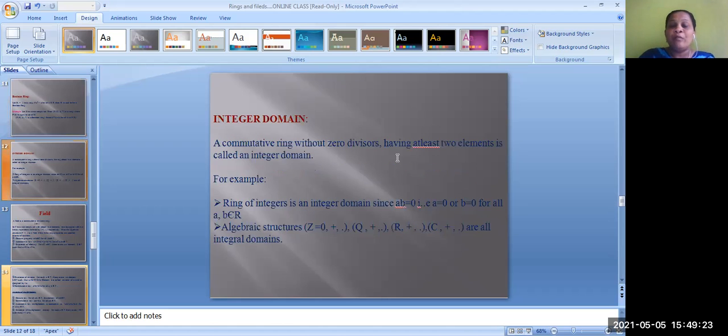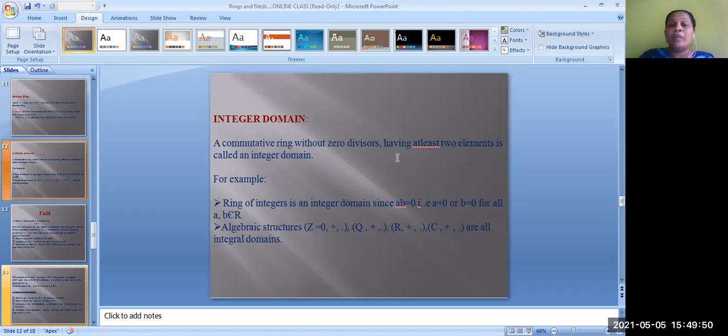Next, we are going to find integer domain. Integer domain. This is the definition of integer domain. A commutative ring without zero divisors having at least two elements is called an integer domain. See here, without the zero divisors we have to take at least two elements. So that is nothing but integer domain.